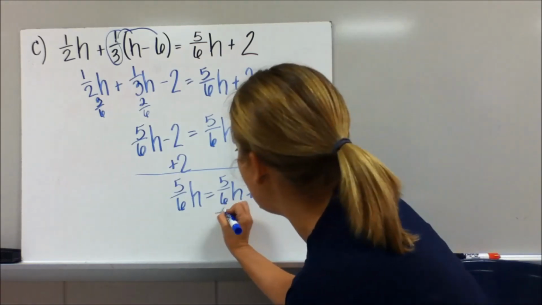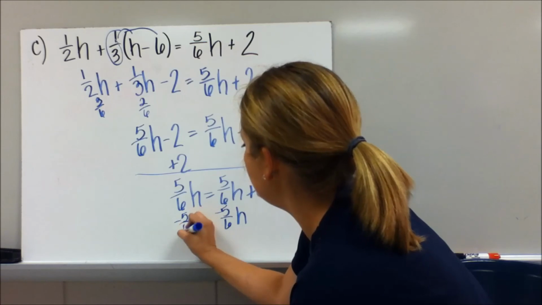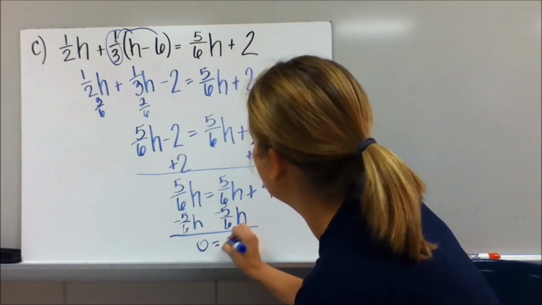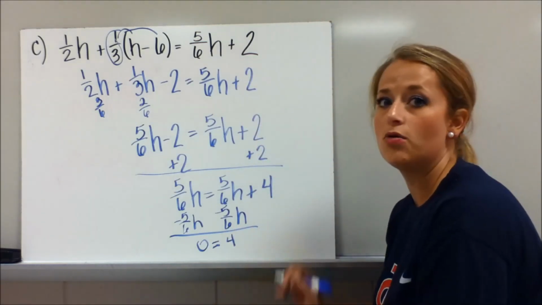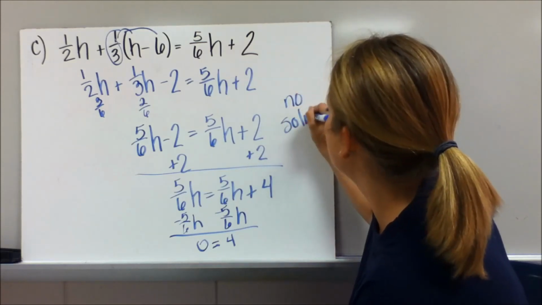Because if I were to subtract 5/6h on both sides, I have 0 equals 4. In no way whatsoever does 0 equal 4. So in this case, there is no solution.